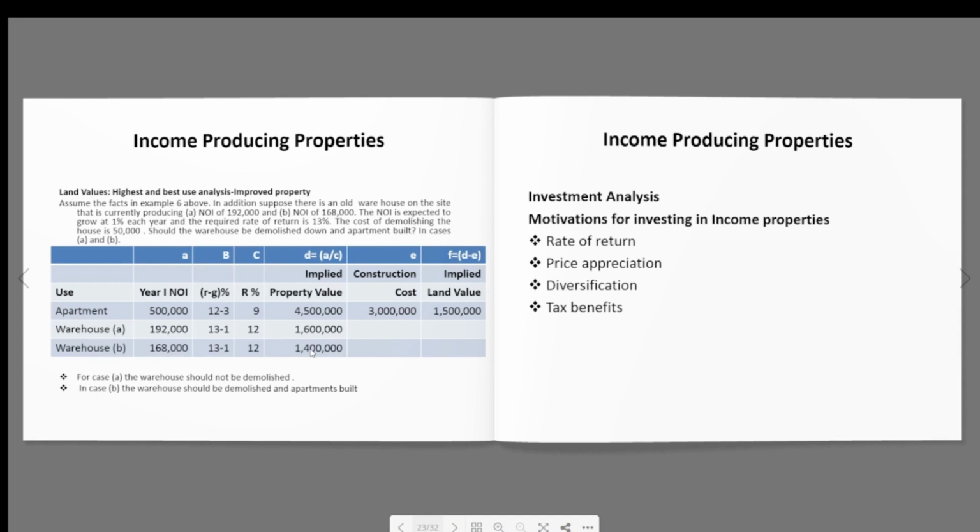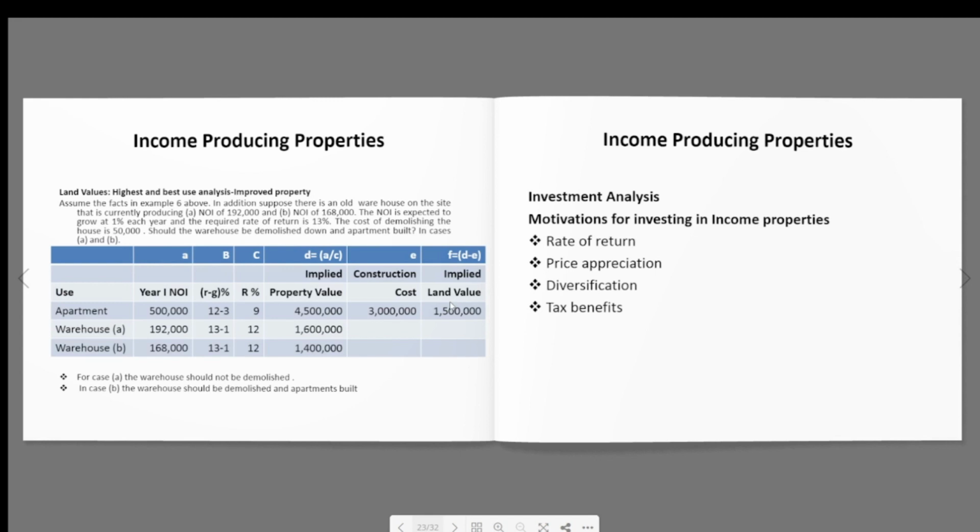However, in the first case for the apartment, we have a construction cost, which is 3 million. But in the other cases, we're assuming that the warehouses are already on the property, so we have no construction cost. So the implied land value for the apartment, if we build the apartment, will be 1.5 million.